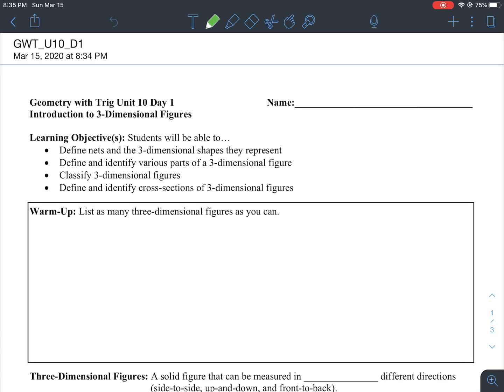Hey everyone, today we're going to be taking a look at our first day from Unit 10, which is going to be revolving around three-dimensional figures. So you can see this first day is just going to be an introduction to 3D figures. From our learning objectives, we see the 4 targets for today.